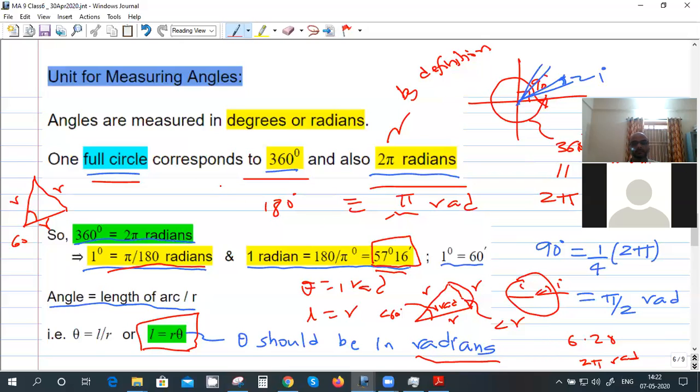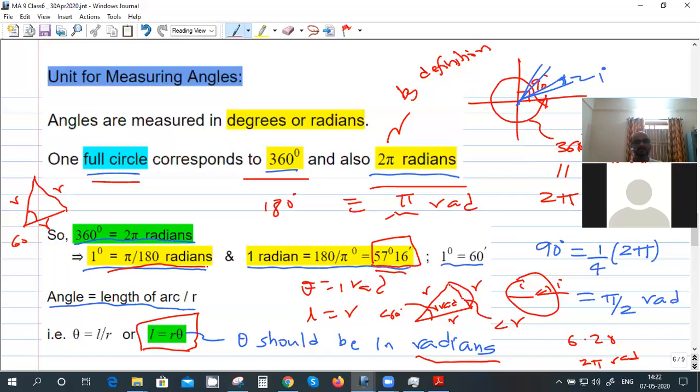Is it clear? Yes, sir. Okay. So radian is just another way of measuring the angle. And you just have to remember that the full circle corresponds to 360 degrees and the full circle corresponds to 2 pi radians. So 360 degrees is equivalent to 2 pi radians. From this you can get 180 degrees is pi radians. So from this you can get the conversion factor as 180 by pi or pi by 180.